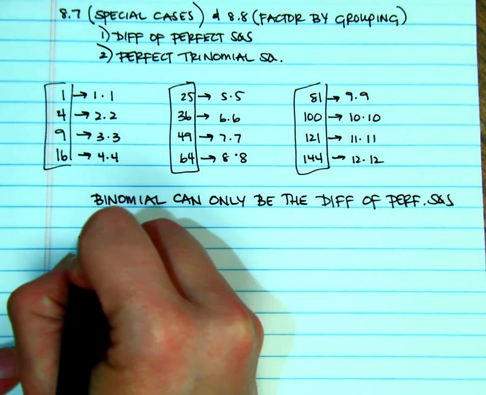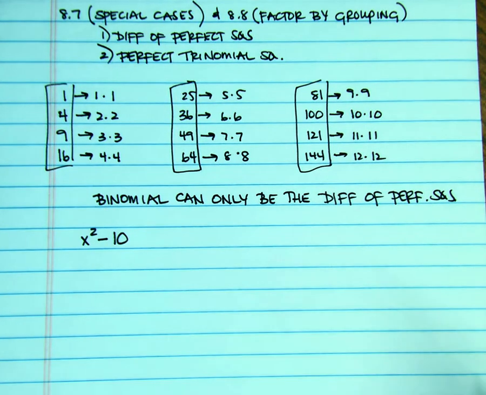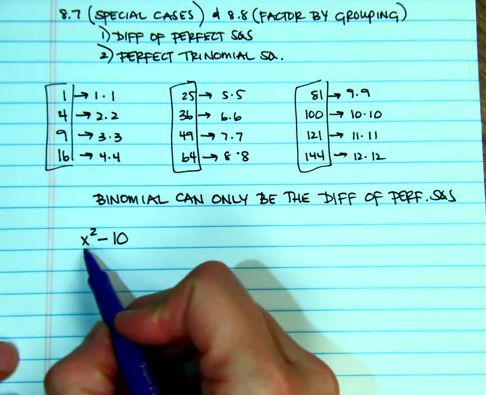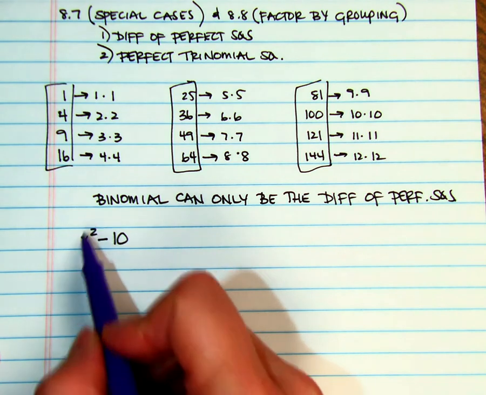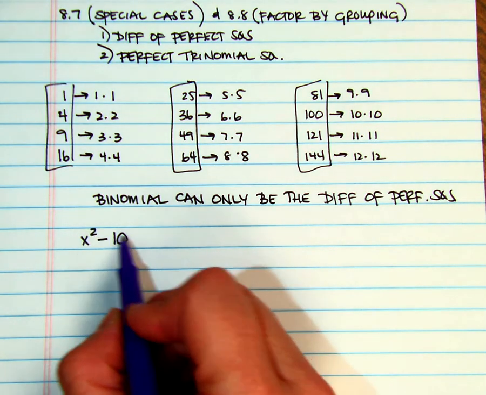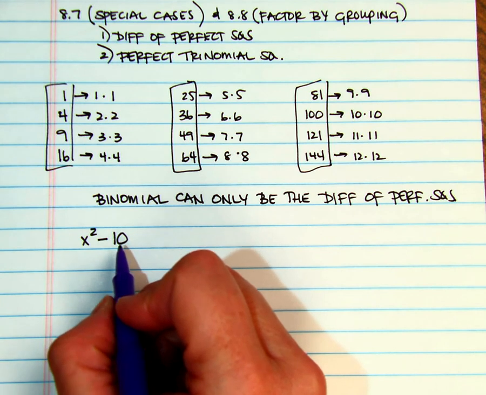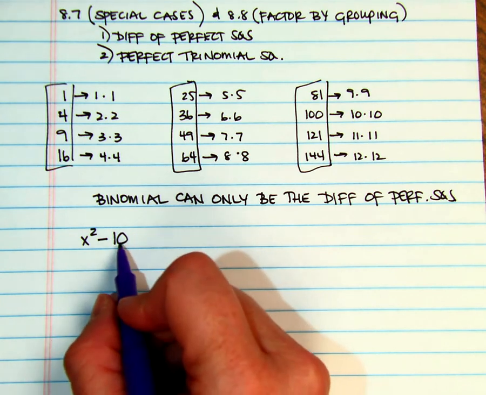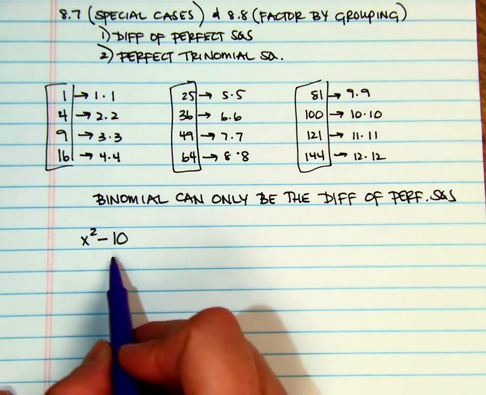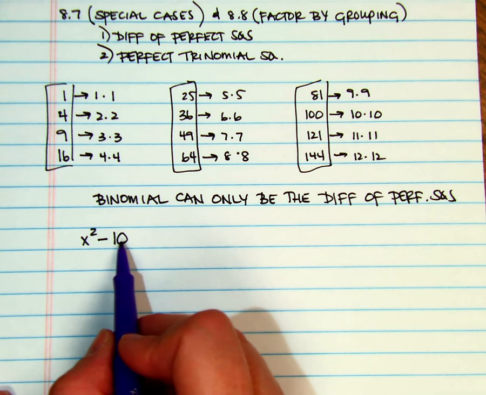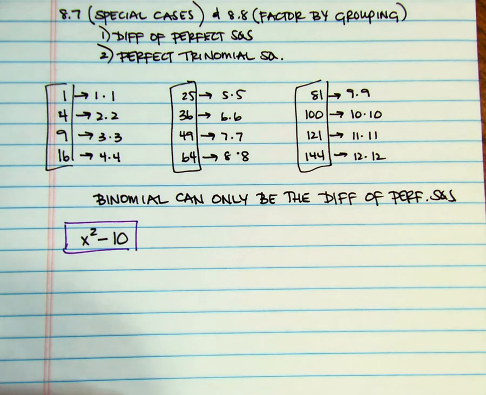So if I give you x squared minus 10, it's a binomial. X squared is a perfect square. Any variable that has an even numbered exponent is a perfect square. 10 is not a perfect square. There is nothing times itself that will give you 10. I know a lot of you are probably thinking 5 times 5. Well, 5 times 5 gives you 25, not 10. So if I were to factor this, this is a perfect square, this is not, you're done. That would be your final answer.